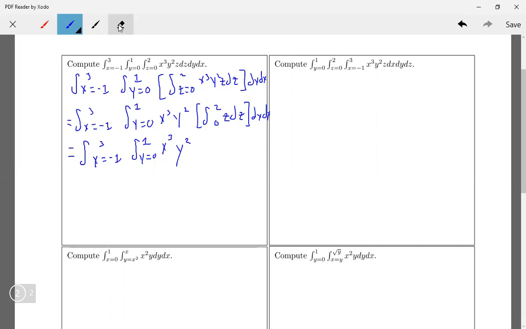Okay, now the antiderivative of z is z squared over 2. Sorry, I can't seem to make the y the way that I want to. Okay, so this inner integral is the integral from 0 to 2 of z. The antiderivative of z is z squared over 2. We're going from z is equal to 0 to z is equal to 2. So that's 2 squared minus 0 over 2. That's 4 over 2. That's 2.